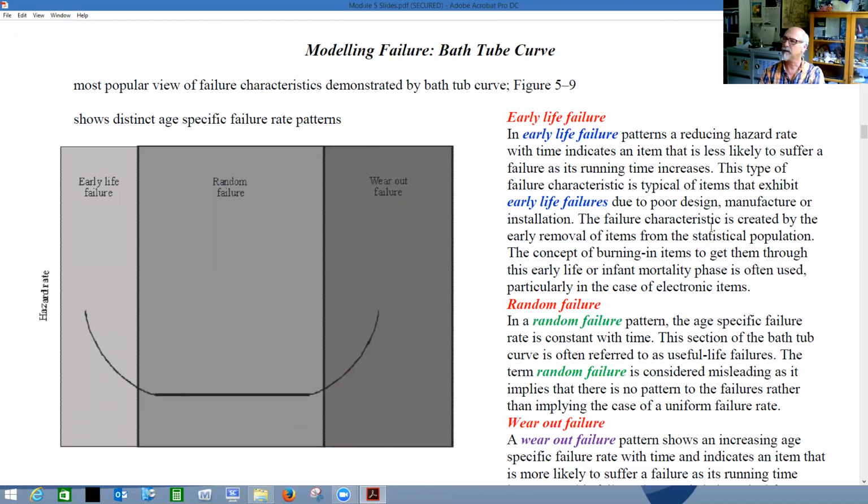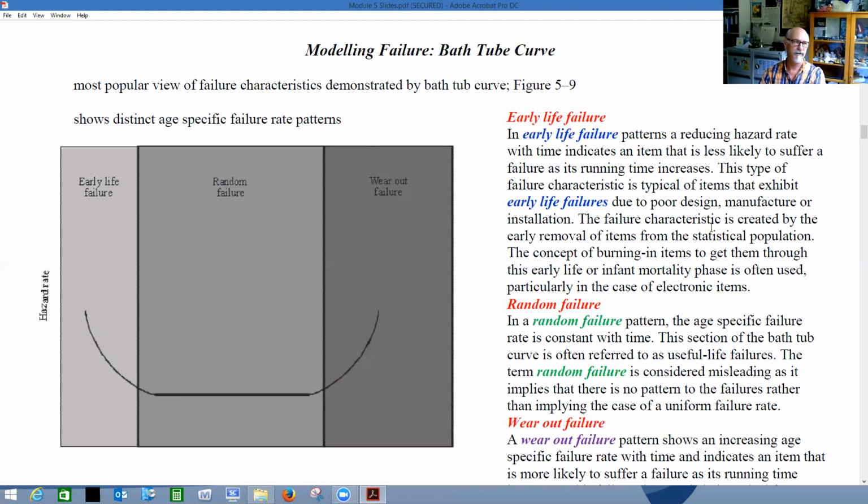A very typical failure modeling curve is called the bathtub curve, and it looks like a bath, basically. What you're looking at is the hazard rate in the early life of failure, the random failures, and the wear-out failures. Of course, if you keep anything long enough, it's going to wear out. So those are the particular stages.